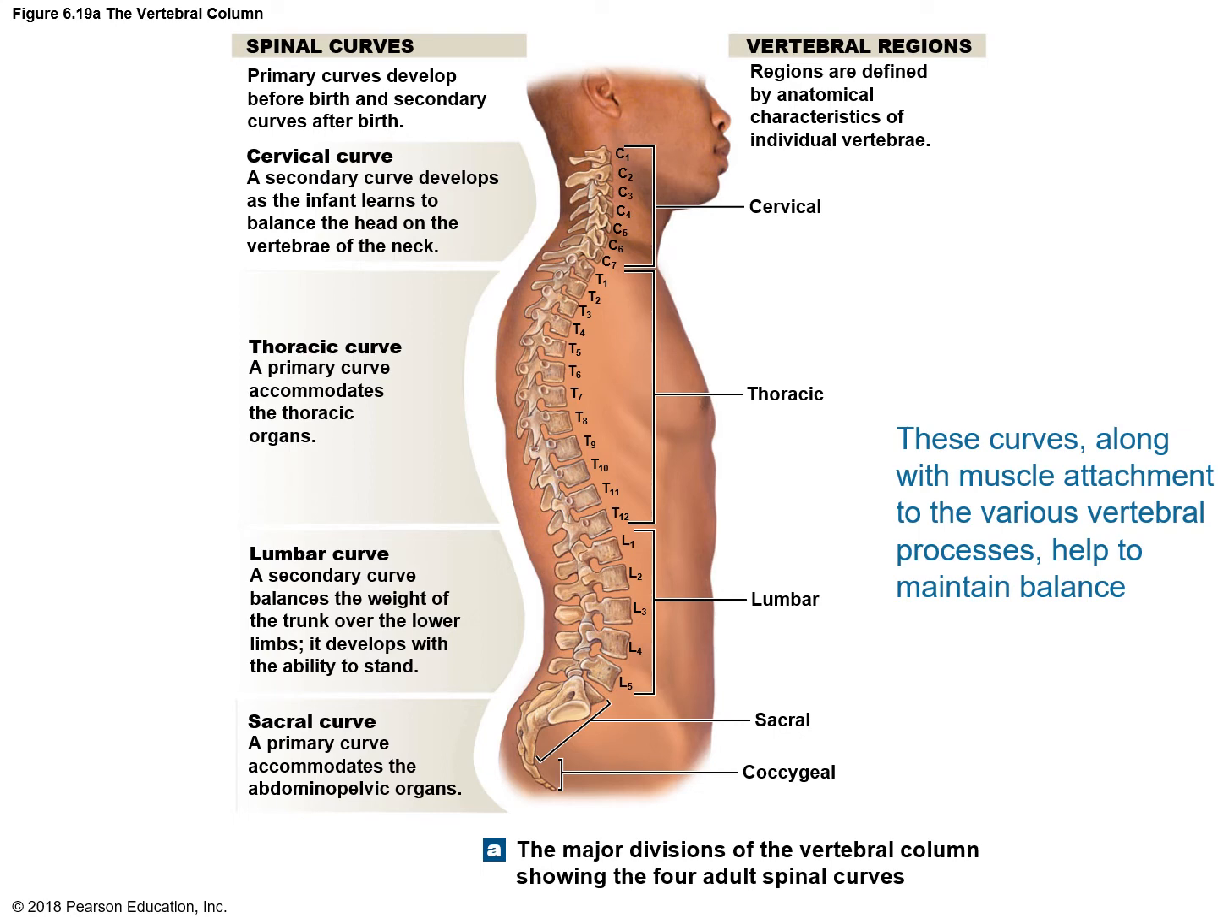We can see that the vertebral column does not form a straight and rigid structure. As we can see from the side view, it shows 4 spinal curves: the cervical curve, the thoracic curve, the lumbar curve, and the sacral curve. These curves, along with muscle attachment to various vertebral processes, help maintain balance.